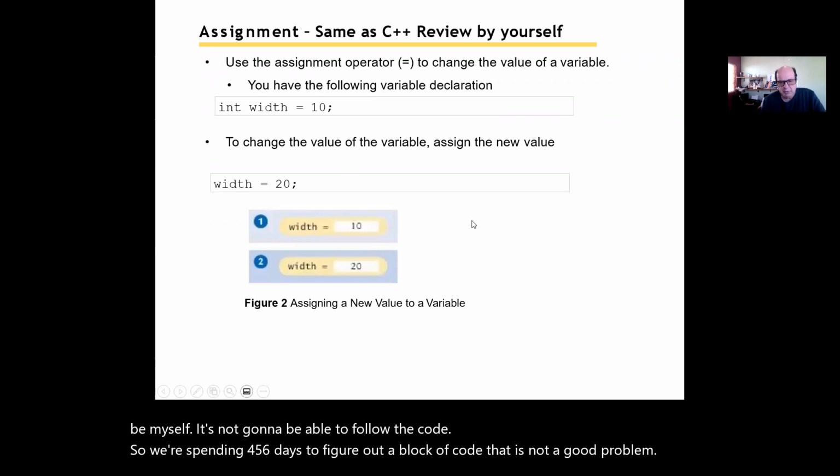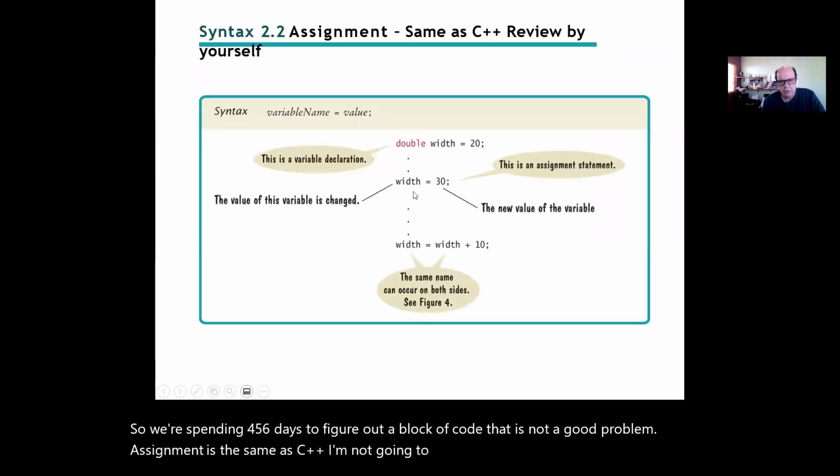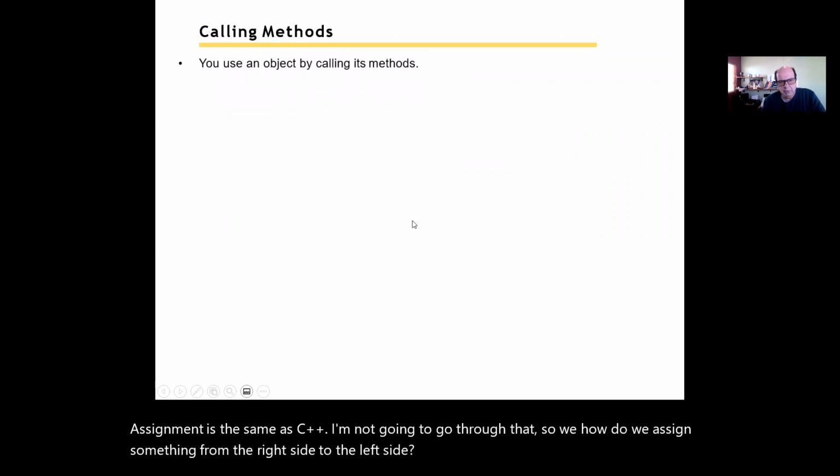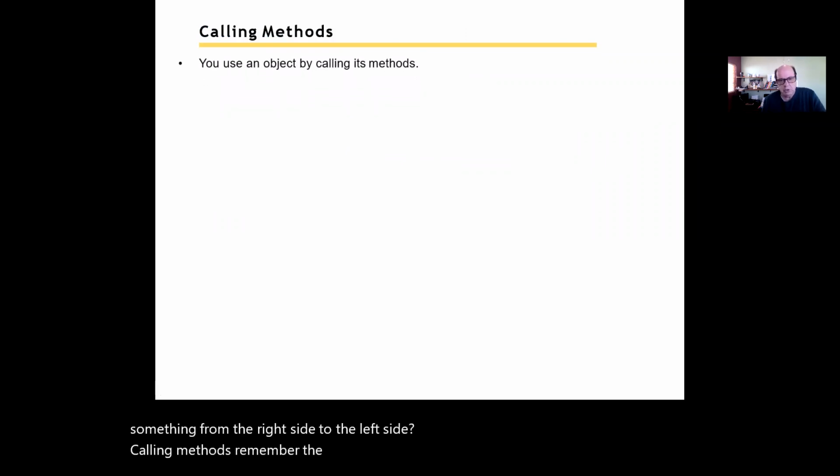Assignment is the same as C++. I'm not going to go through that. So how do we assign something from the right side to the left side? Then calling methods. Remember, the methods are the same as functions in C++.